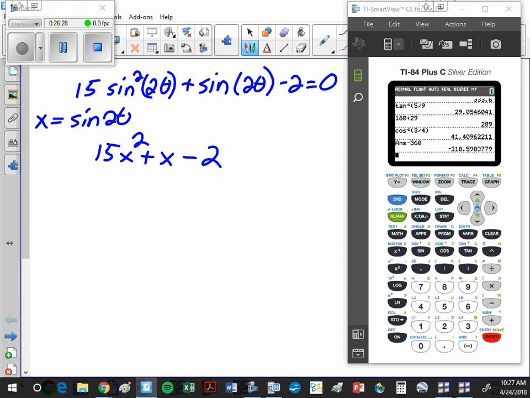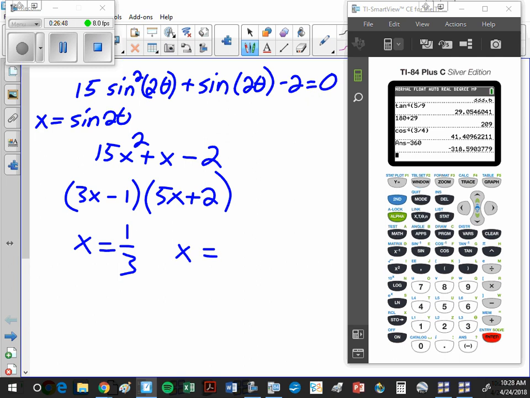So we get 3x minus 1 and what? 2/5. So it would be 5x plus 2. So you factor that, and you get x equals 1/3 and x equals 2/5. Can the sine of 2 theta equal those? Yes. Now, I'm not going to use the 2 theta because it seemed like you guys like that better.